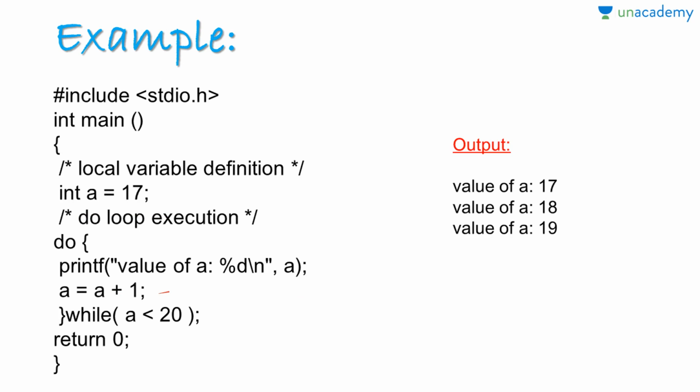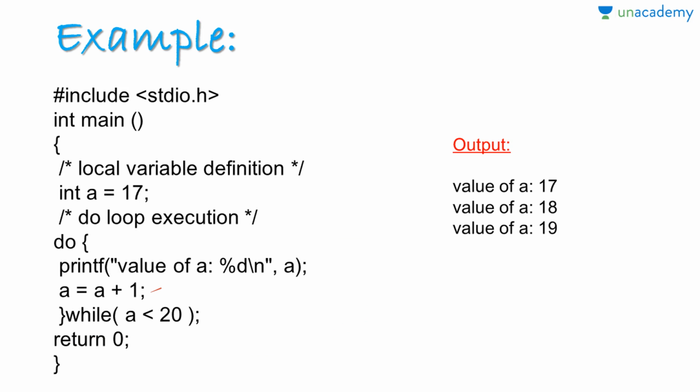So now for 18, we will be checking the condition, if it is less than 20 or not. 18 less than 20, the condition is true. So execute this statement again. Value of a is 18. Increment it to 19. 19 is less than 20. Execute this statement again. Value of a is 19.